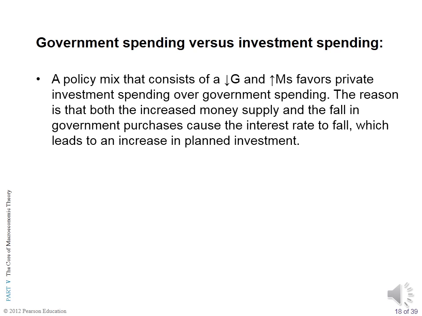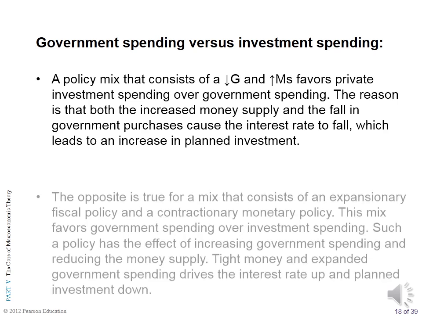A policy mix that consists of a decrease in G and an increase in supply of money, which is contractionary fiscal policy and expansionary monetary policy. This favors private investment spending over government spending. The reason is that the increased money supply and the falling government spending cause the interest rate to fall, which leads to an increase in planned investment.